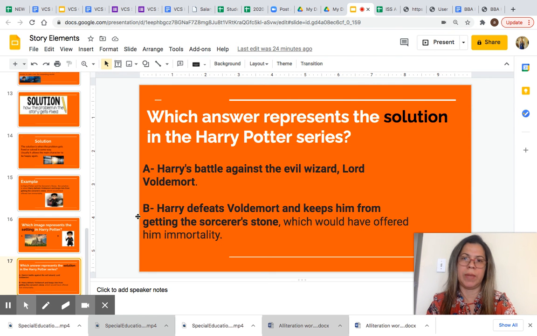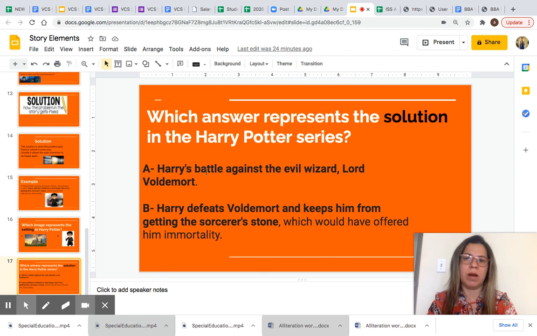Now, which answer represents the solution in Harry Potter series? I'm going to pause, you can pause the video and I'm going to read this to you and you are going to pick one answer. So which one represents the solution in Harry Potter series? Remember, the solution is when the problem is solved.